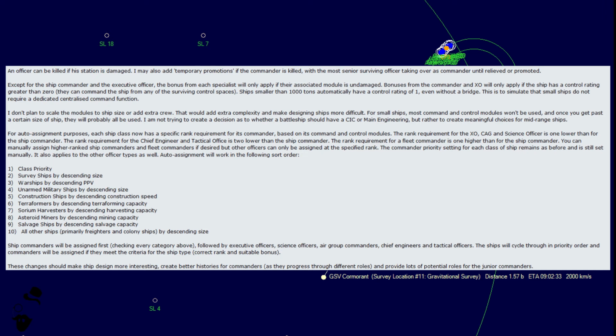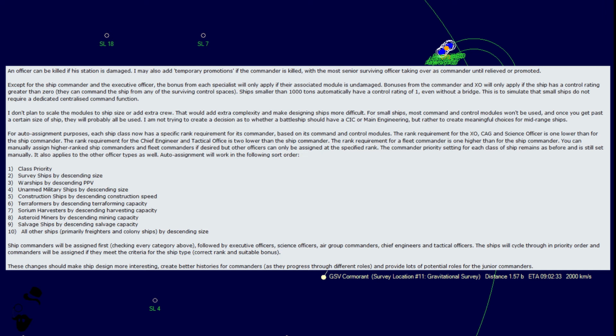Ships smaller than 1,000 tons automatically have a control rating of 1 even without a bridge, and this is to simulate that small ships do not require a dedicated centralized command function. Now, there's no plan to scale the modules to ship size or add extra crew. This would add extra complexity and make designing ships more difficult. For small ships, more command and control modules won't be used, and once you get past a certain size of ship, they will probably all be used.